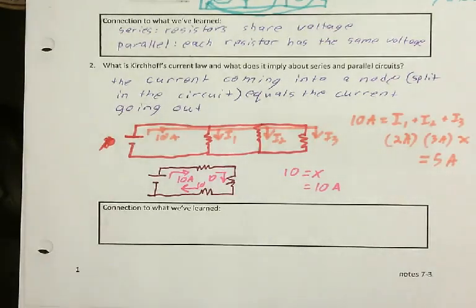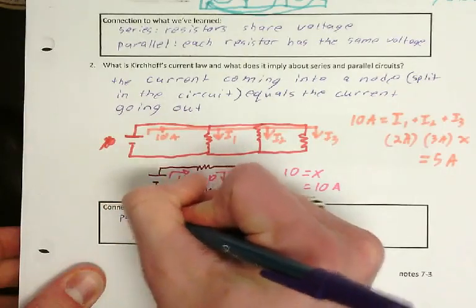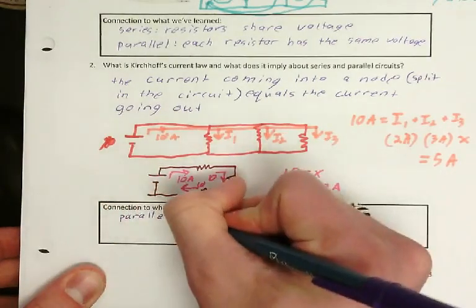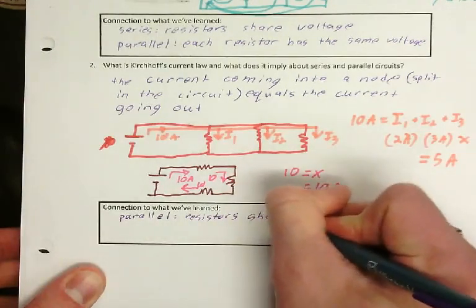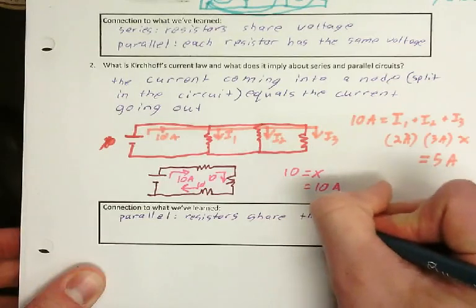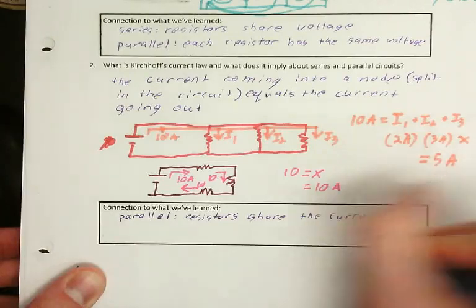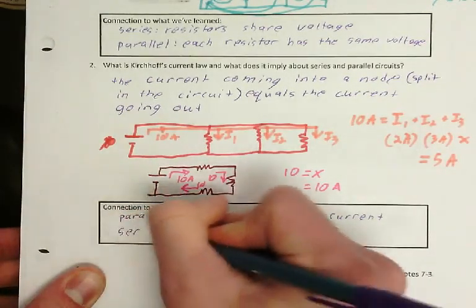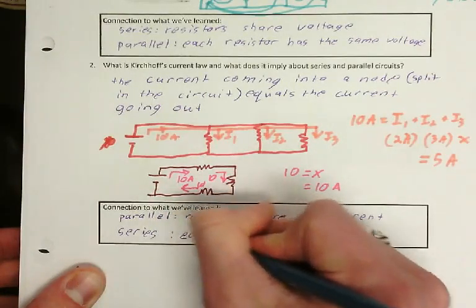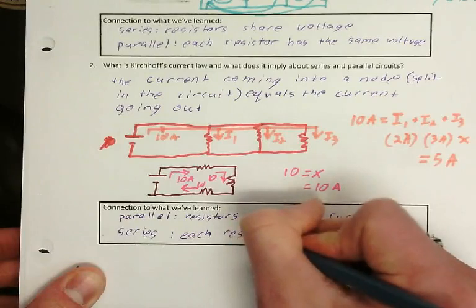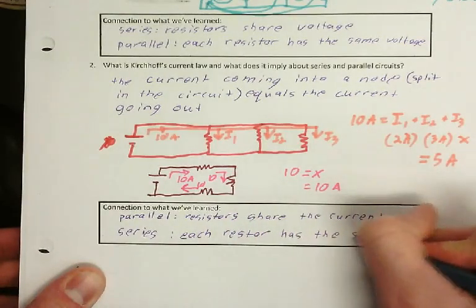So, here's the connection I want you to make. For parallel, resistors share the current. But for series, each resistor has the same current.